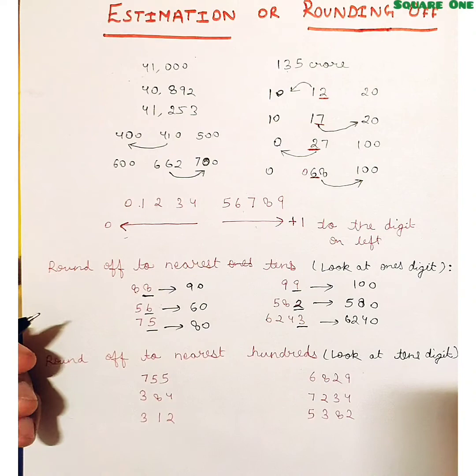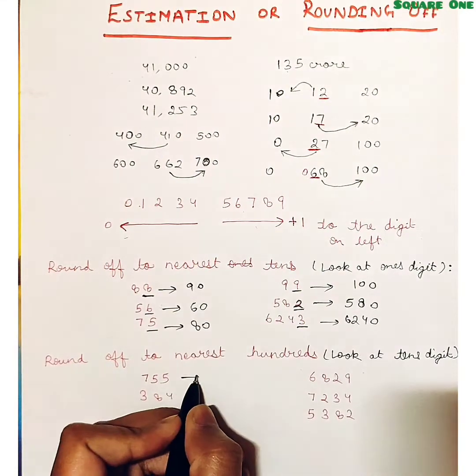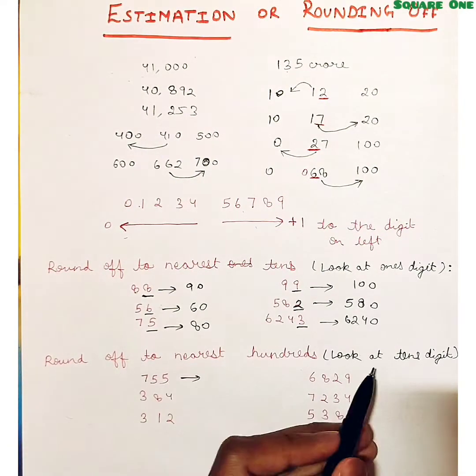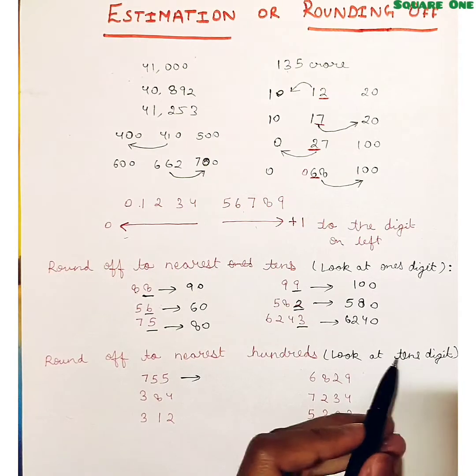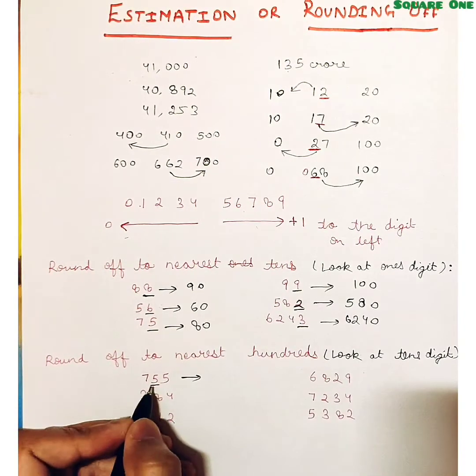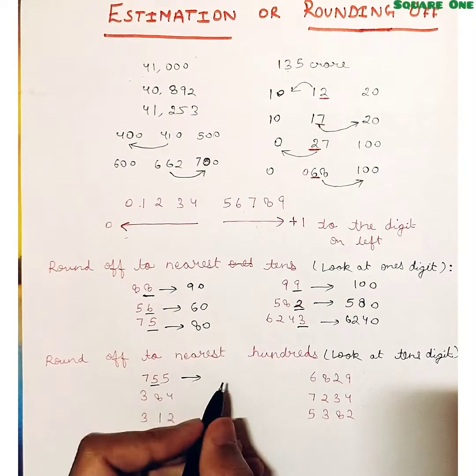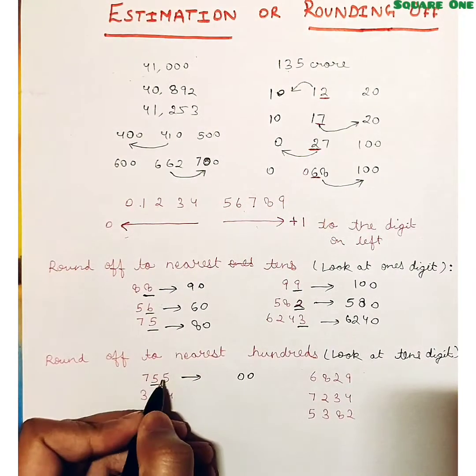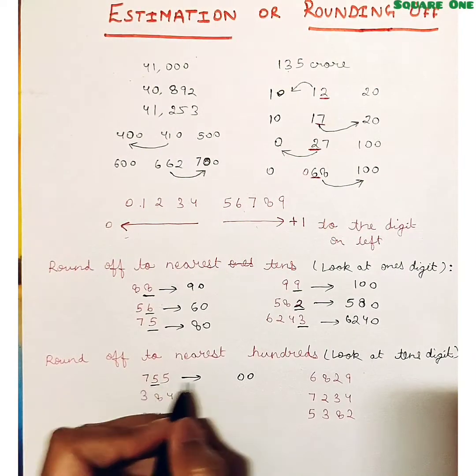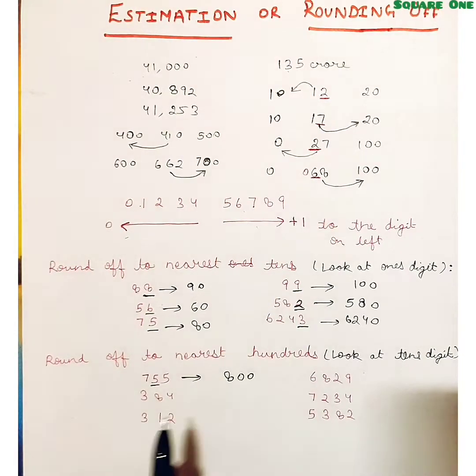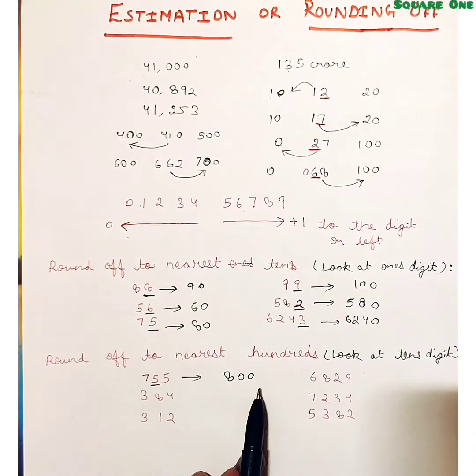When we have to round off these numbers to the nearest hundreds, then look at the place of tens. Okay, look at the tens digit, which is here we have 5 at tens place. So 5 becomes 0. And this 5 will also become 0, but 7, here 1 is added, so it becomes 8. So 75 is rounded off to 800.